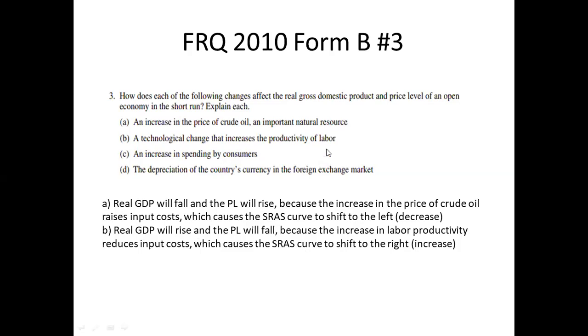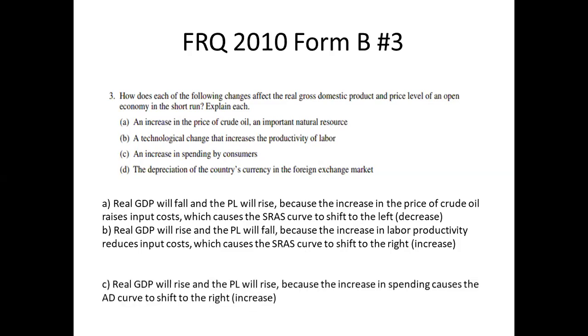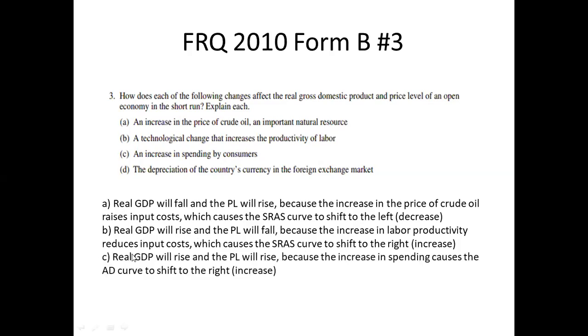Okay. Third one, an increase in spending by consumers. That one's pretty straightforward. Consumer spending goes up. That's the first shifter of aggregate demand. Aggregate demand goes up. When aggregate demand goes up, we get a rise in both GDP and price level. That one should be pretty straightforward.